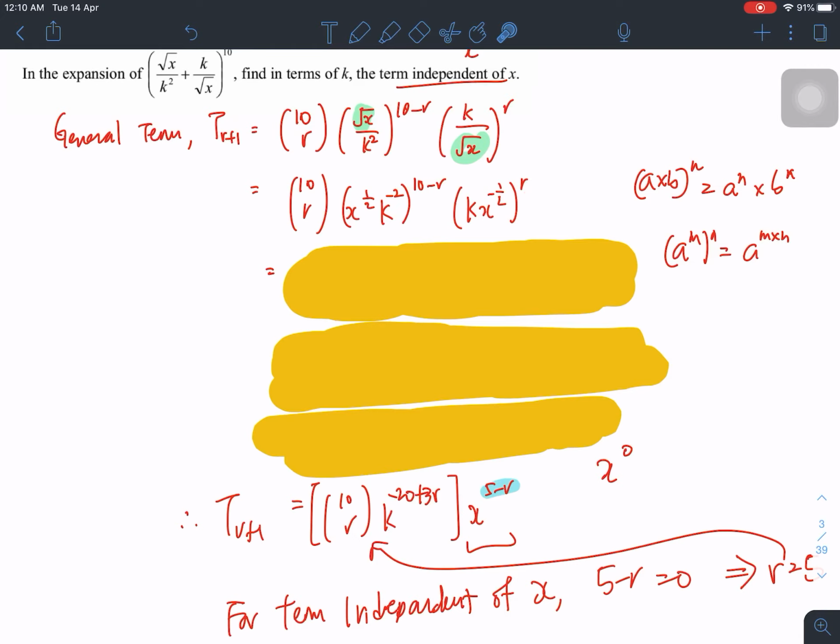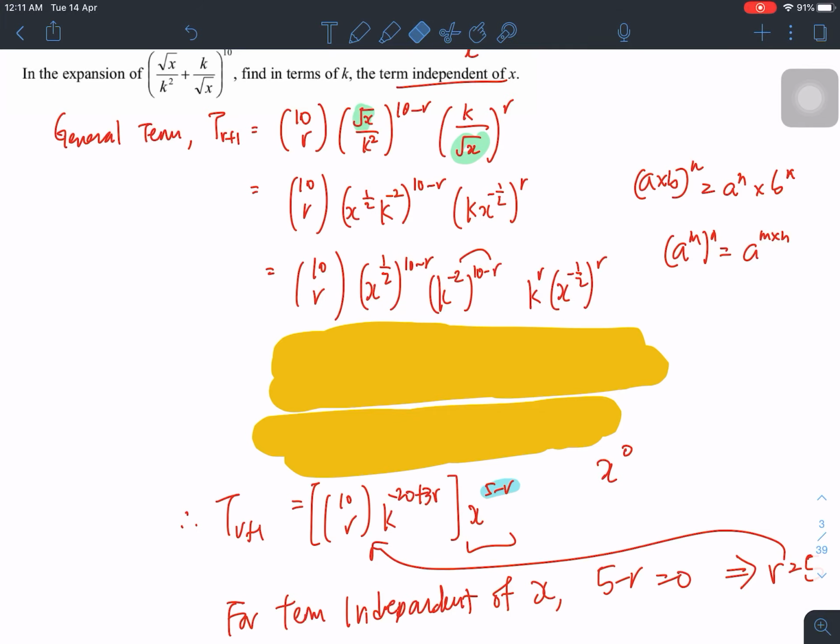Next step, I'm going to apply this law of indices: (ab) to the power n can be split into a to the power n times b to the power n. I'm going to apply this to these two terms, and I should get this very nice expression. This would be x to the power half, to the power of 10 minus r. Remember to put your brackets. This would be k to the power minus 2, likewise to the power of 10 minus r, times k to the power of r, and x to the power of minus half, to the power of r.